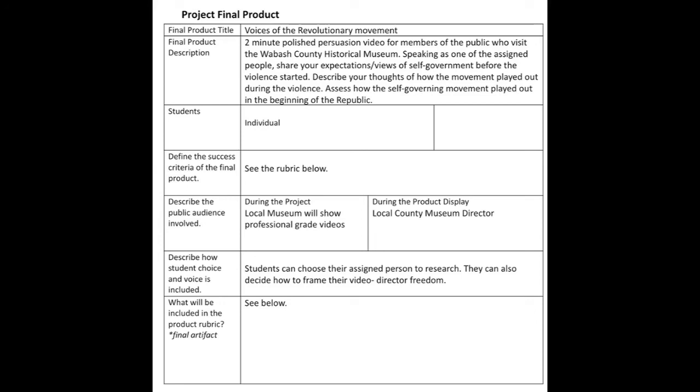They will speak about the assigned person, their thoughts and views of the self-government before violence started. They will also describe the thoughts of how the movement played out during the violence. They will assess how the self-governing movement played out in the beginning of the Republic. The final presentation will be graded based on a rubric which is provided to the students prior to project completion.